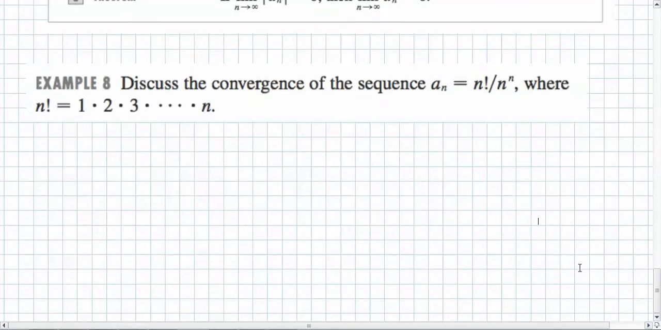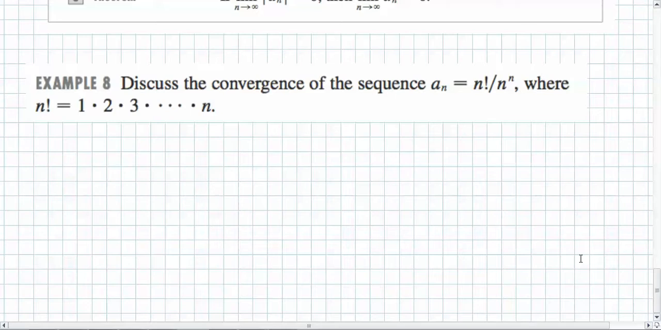So what does this say? Discuss the convergence of the sequence n factorial over n to the n. Exactly. It is a race, but it's not totally clear, right? I mean, you could think in your head, which one do you think is bigger, n factorial or n to the n? Those are both hugely explosively growing functions, right? Which one do you think is growing faster?